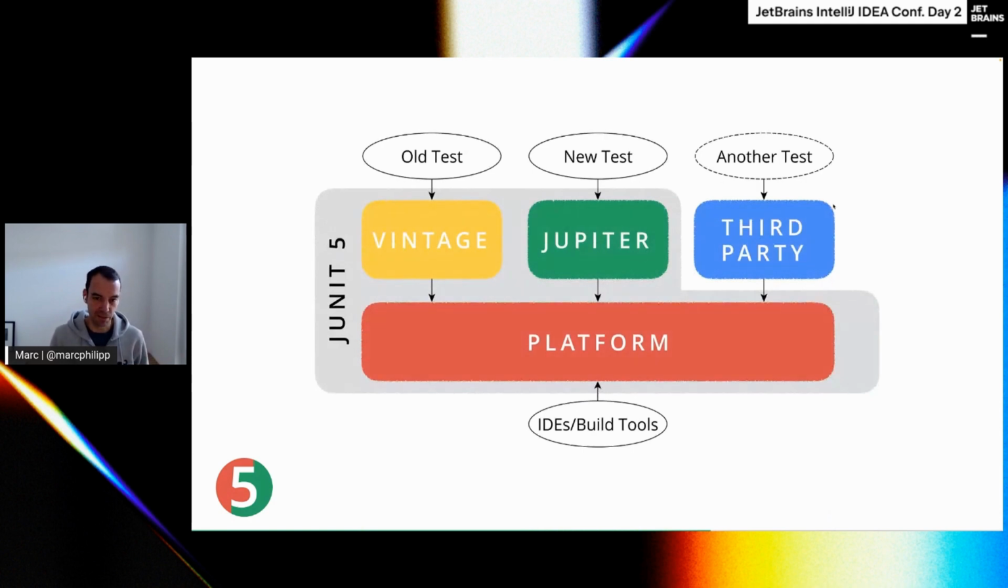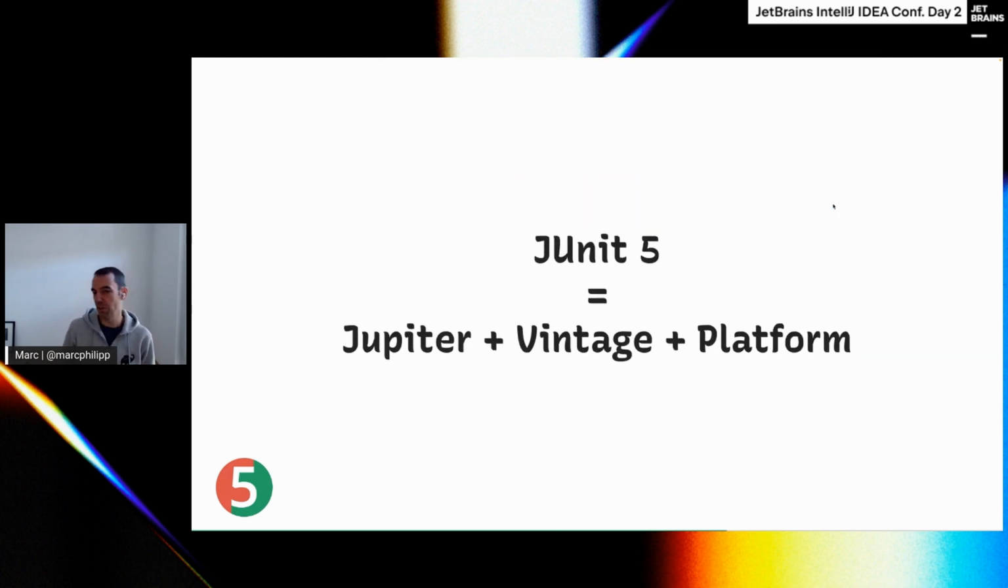So on a very high level, the architecture looks like this. You have IDEs and build tools at the bottom of this picture, and they use the platform launcher API. And then you have these colored boxes like Vintage and Jupiter and third party here, which are engine implementations that also tie into the platform. But there are no direct dependencies from the IDEs and build tools to those engines. It's all decoupled. So when we say JUnit 5, we actually mean Jupiter and Vintage and the platform. And Vintage is the engine that lets you run JUnit 3 and JUnit 4 tests.